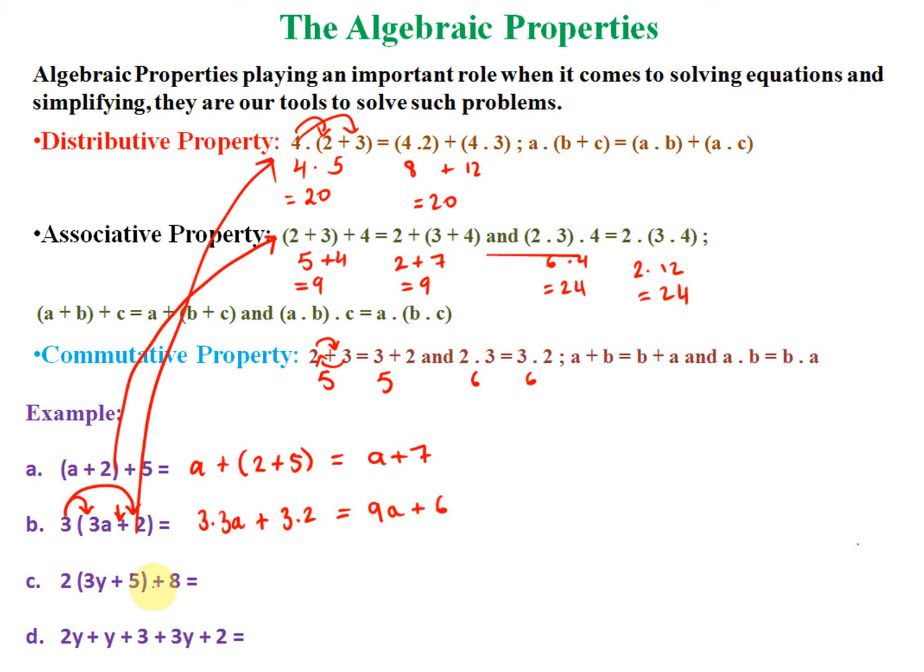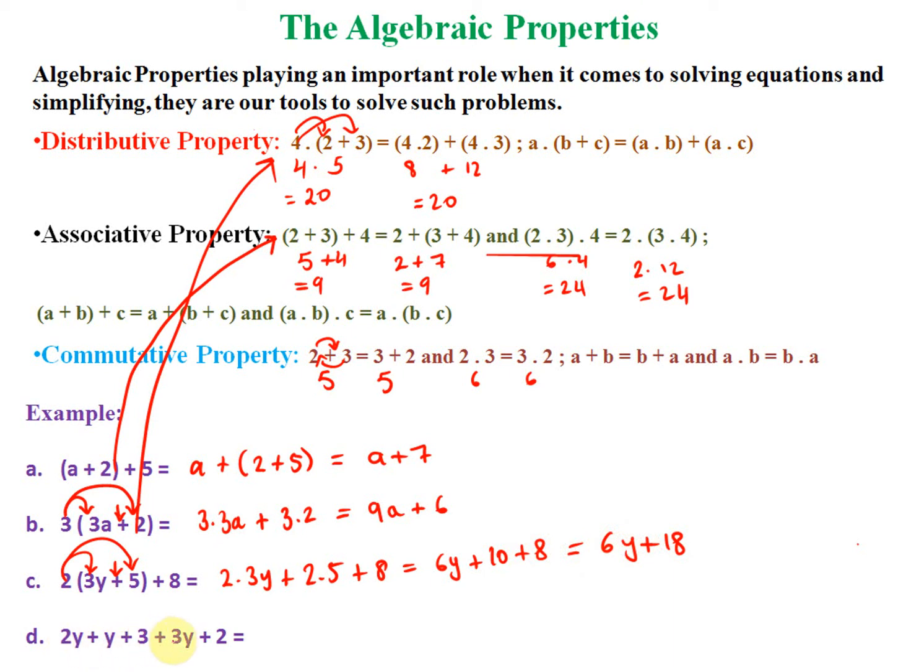Same with the third one, which is the distributive property. What we do is we distribute the 2 inside the parentheses. We have 2 times 3y. We place the sign and then we multiply by 5, then we add the 8. So we have 6y plus 10 plus 8. We have 6y. We add the last two terms, so we have 18.